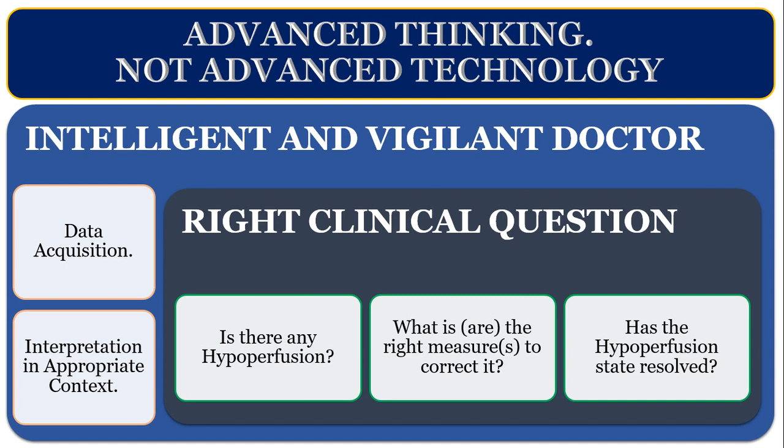What are the 3 questions you ask all the time? Is there any evidence of hypoperfusion? If there is evidence of hypoperfusion, what are the things which can improve the hypoperfusion? Is it fluid? Is it vasopressor? Or is it inotrope? These are the only 3 options you have. And the 4th one is probably blood. Which one to give? And once you have given this, has the hypoperfusion state resolved or not?